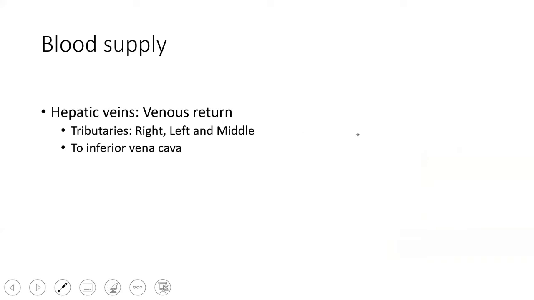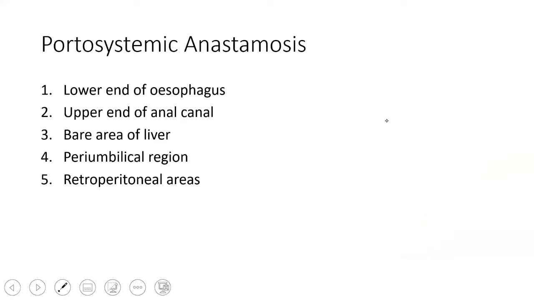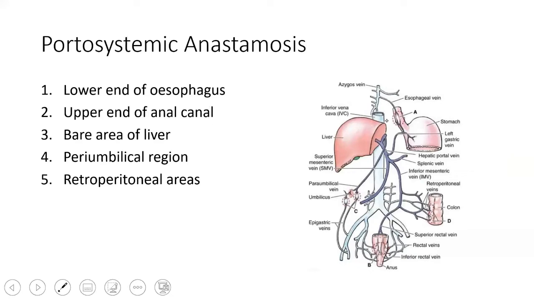Then you have the hepatic veins which drain the liver. These vessels, as I said, are found between the segments. They usually have three tributaries: the right, the left, and the middle. Within the liver substance itself, they drain into the inferior vena cava. And then we come to an important clinical point again.